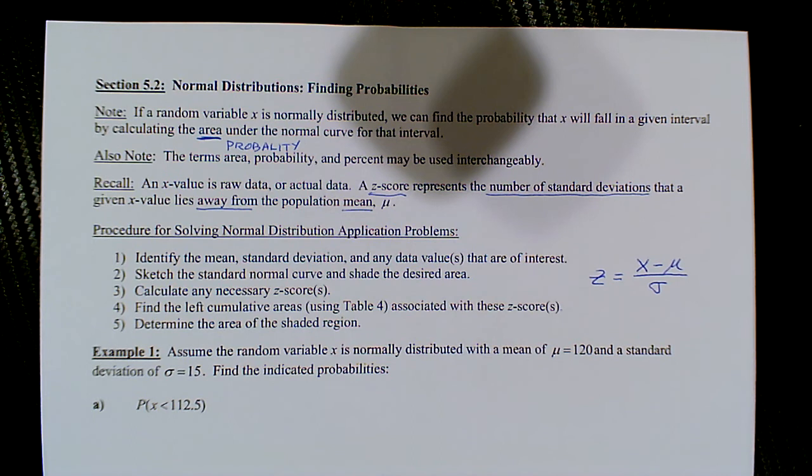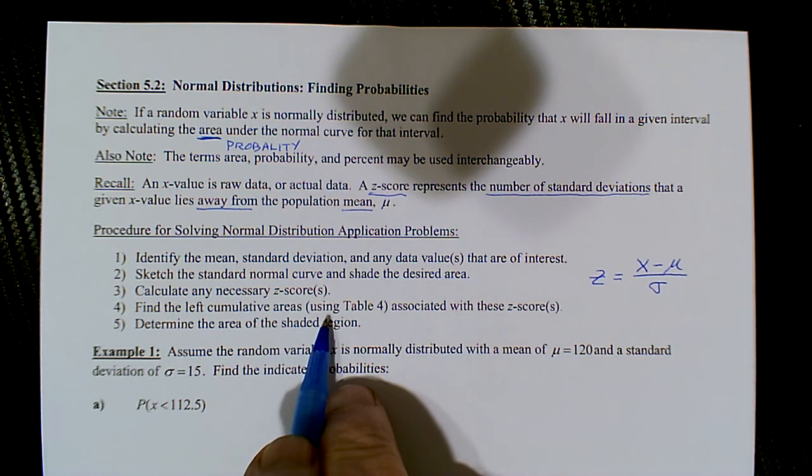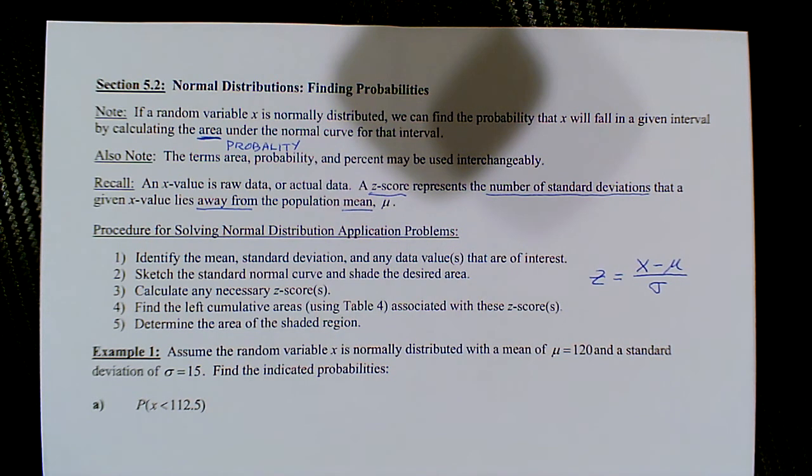And so a procedure, if you want, continuing, is after you find the z-scores, find the left cumulative areas. We're used to doing that. And then determine the area of the shaded region. So 4 and 5 are basically what we did in section 5.1.